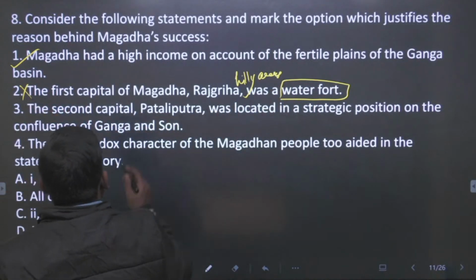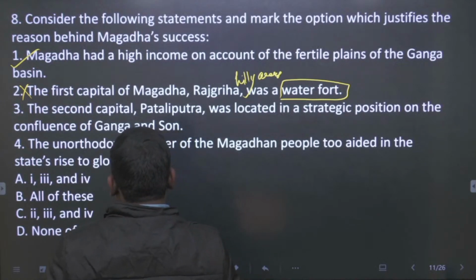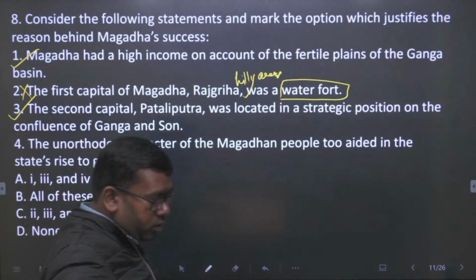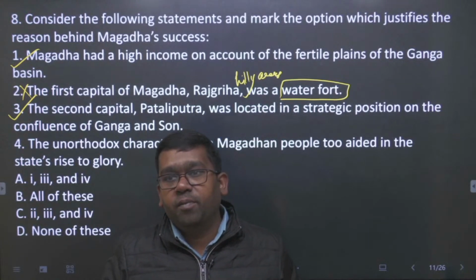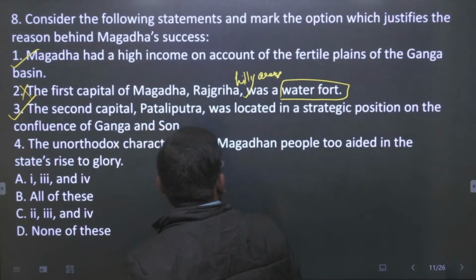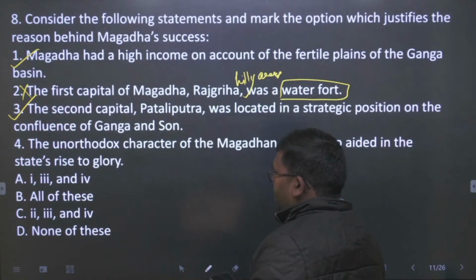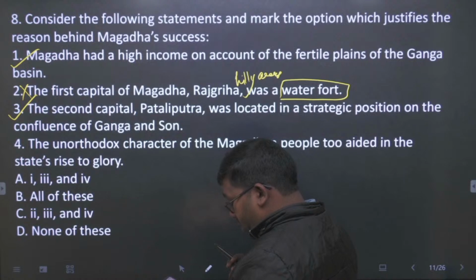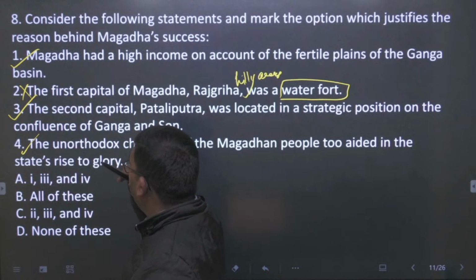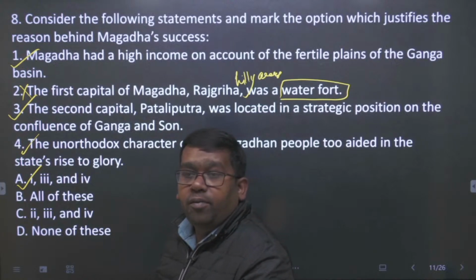The second capital Pataliputra was located in a strategic position on the confluence of Ganga and Son. Yes, it is situated on three sides of the Ganga river. So this statement will be true. Then the unorthodox character of the Magadhan people added to the state's rise to glory. This statement will also be true. So 2 is false, so 2 is not here. So 1, 3 and 4 will be the answer of this question.